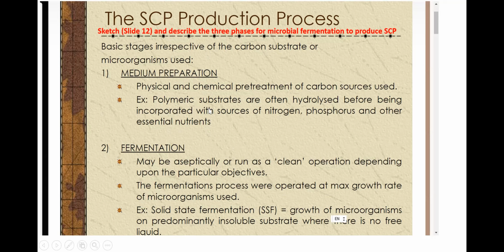How do you select the substrate? If your substrate is a complex polymer substrate, you need hydrolysis first before you can produce a simple sugar. And then you also have to make the right choice for the nitrogen source, phosphorus, and other essential nutrients. So this you need to elaborate. For example, just now we have already seen different microbes prefer different substrates, for example, either glucose or maltose and so on.